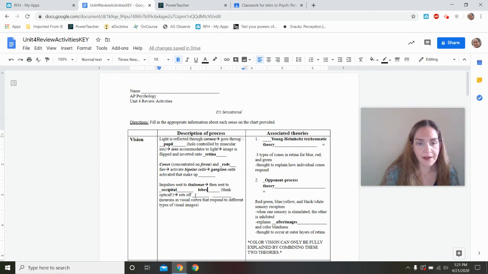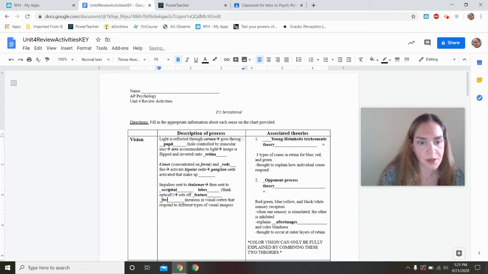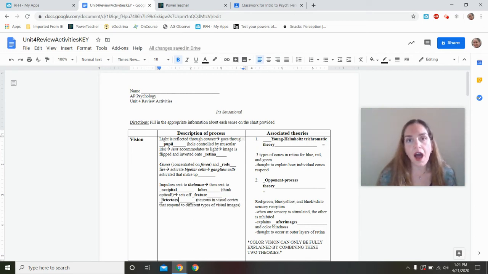It sets off blankety blank. These are neurons in the visual cortex that respond to different types of visual images. Feature detectors. When I see certain things, like a person's face, there are specialized cells that fire in response to seeing eyes and a nose and a mouth, and then it all comes together in a specific part of the brain known as the fusiform gyrus, and it's going to say, oh, there's Miss Lerner.